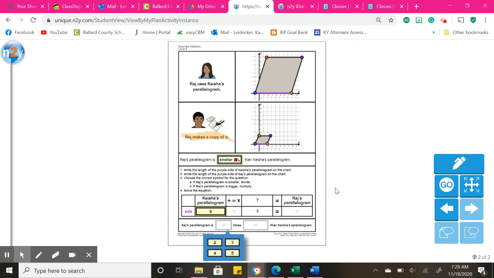And then it says, write the length of the purple side of Rashad's parallelogram. So Rashad's parallelogram is 1, 2, 3. So you're really just counting the lines, guys.